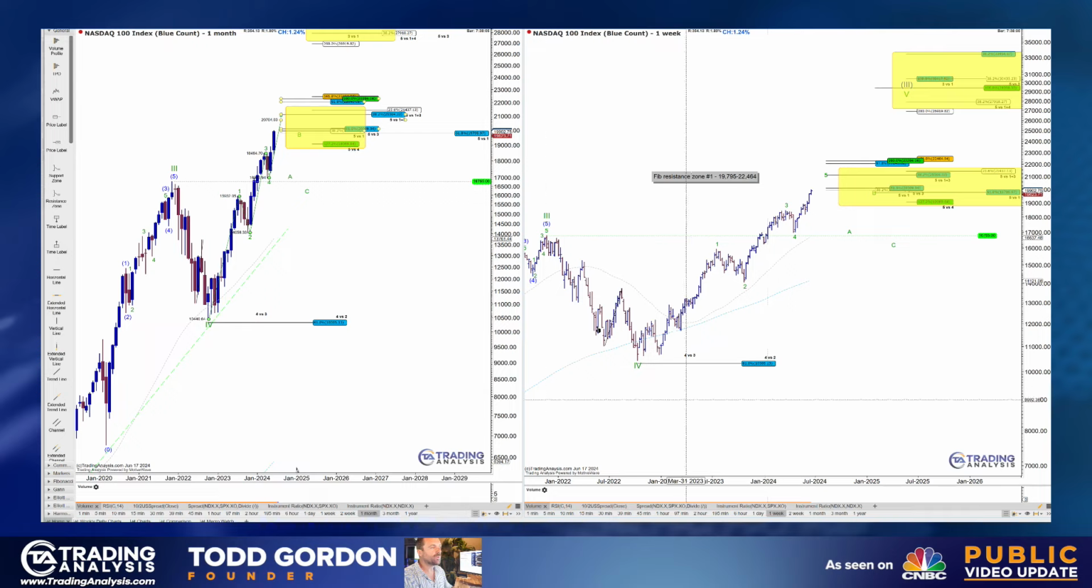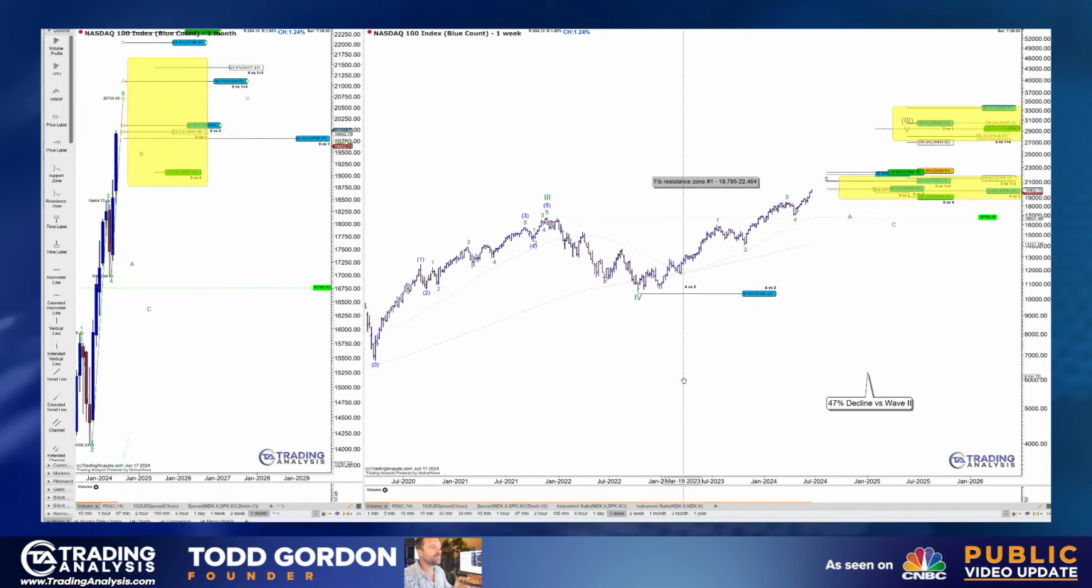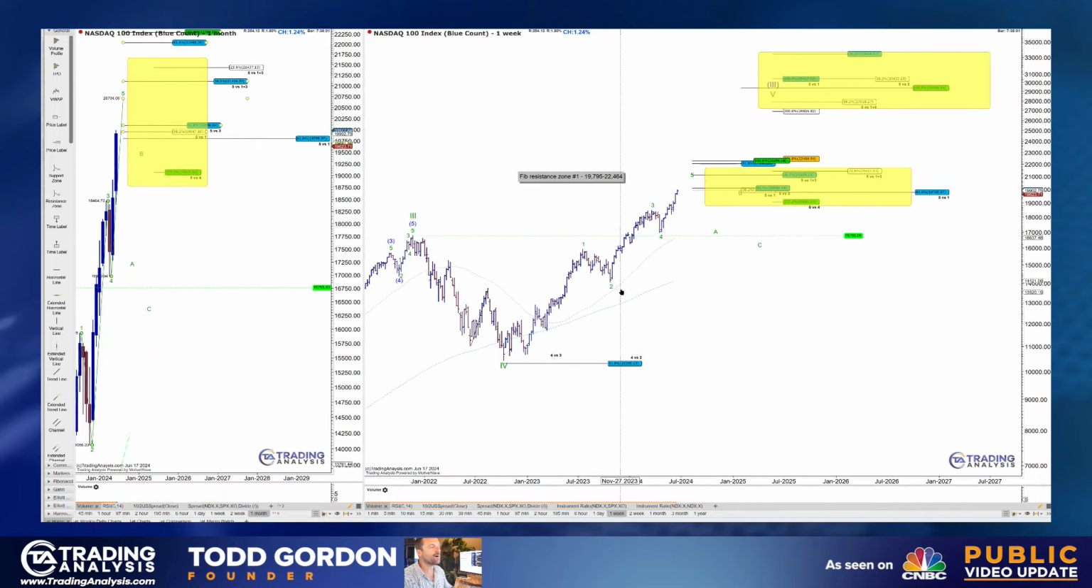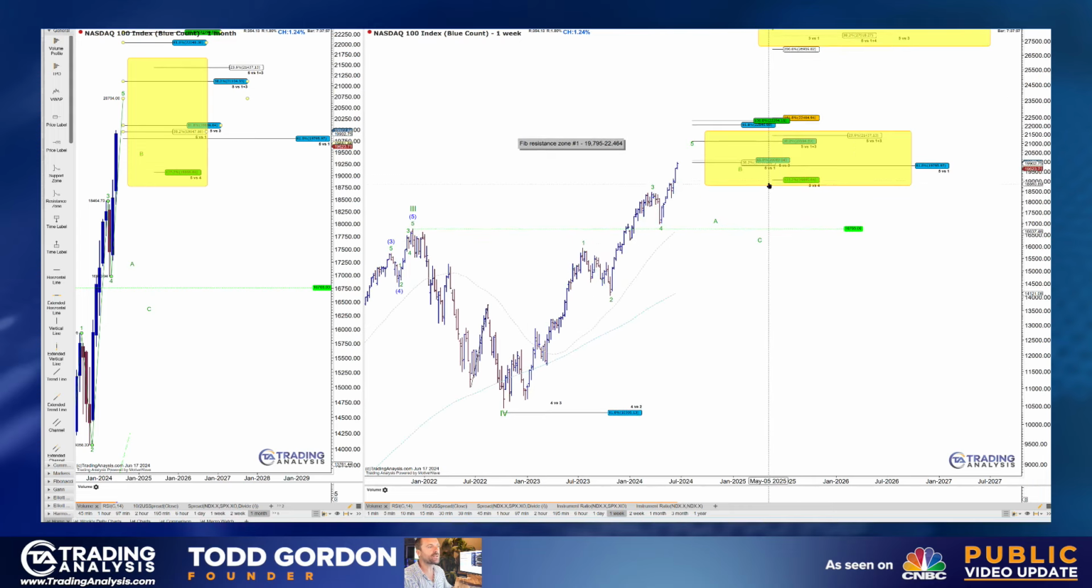So over here on the weekly, it's possible that we have a 5-wave move up, and the first resistance zone that I just talked about is going to be the top.